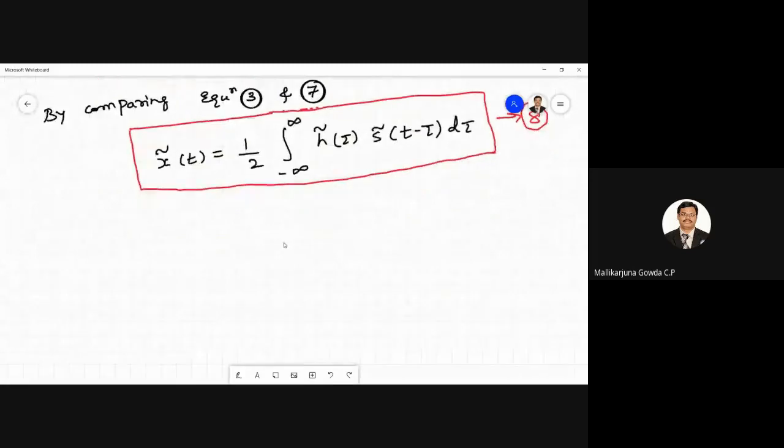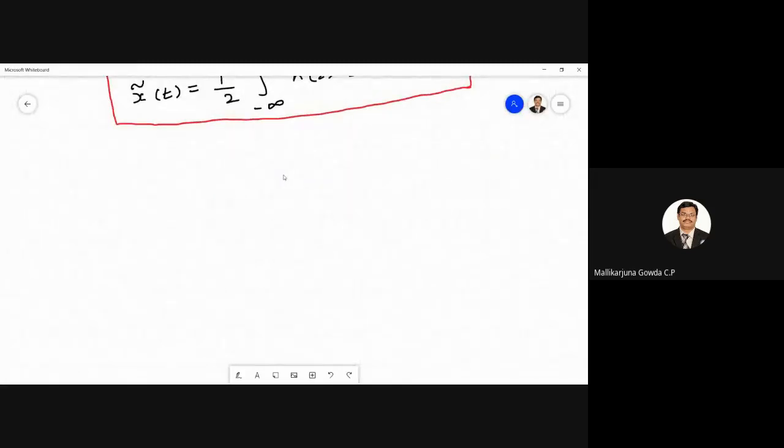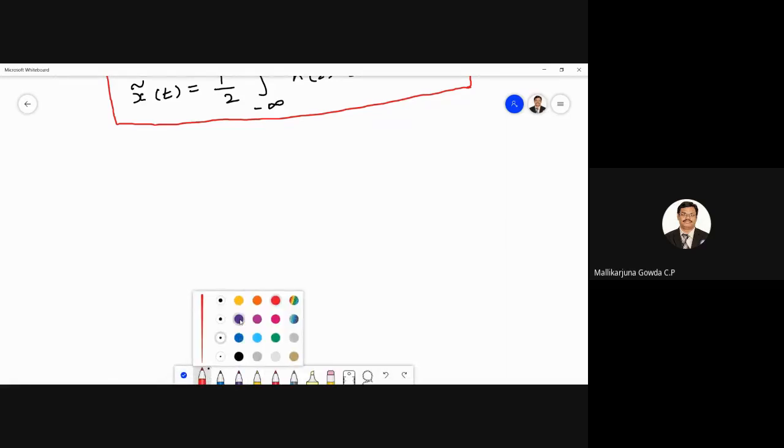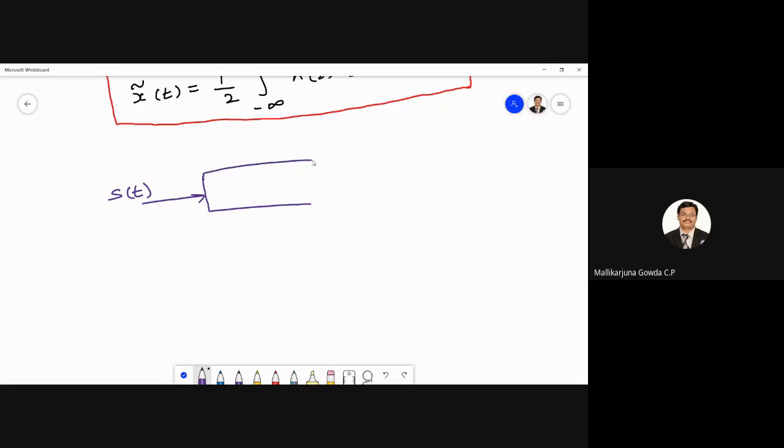Okay. So just now let me put this in block diagram form. That is what we have discussed so far. First I took the bandpass signal, S of t. So this is my bandpass signal. Then I wrote the bandpass system, so this is my bandpass system with the impulse response h of t.